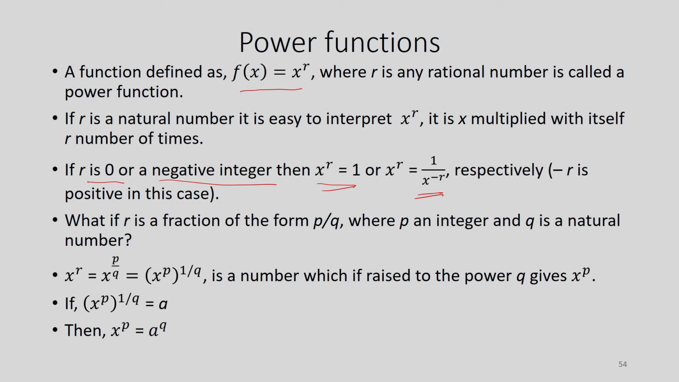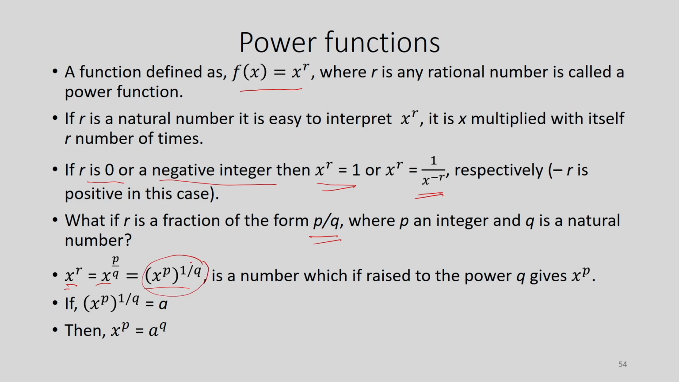What if r is a fraction of the form p divided by q, where p is an integer and q is a natural number? So, here we are basically approaching the idea of a rational number. So, I can write x to the power r, which is equal to x to the power p divided by q, and then I can write it as this: x to the power p, whole thing under the brackets, to the power 1 divided by q.